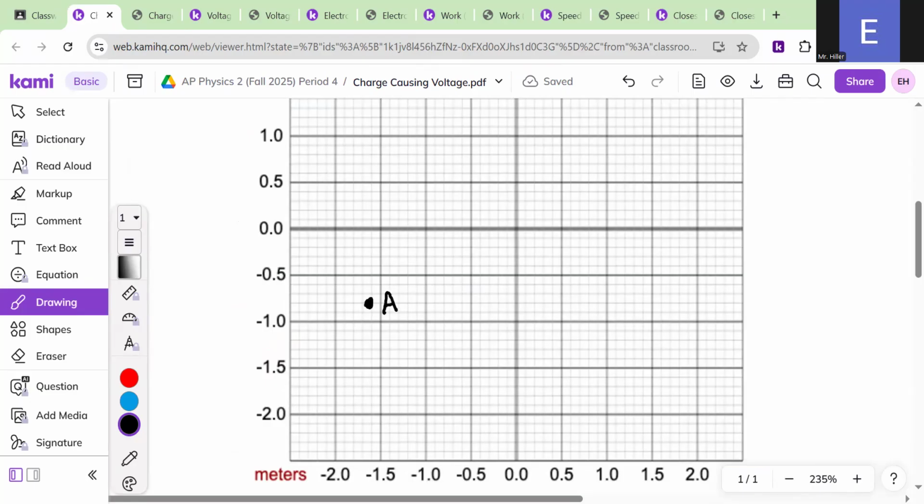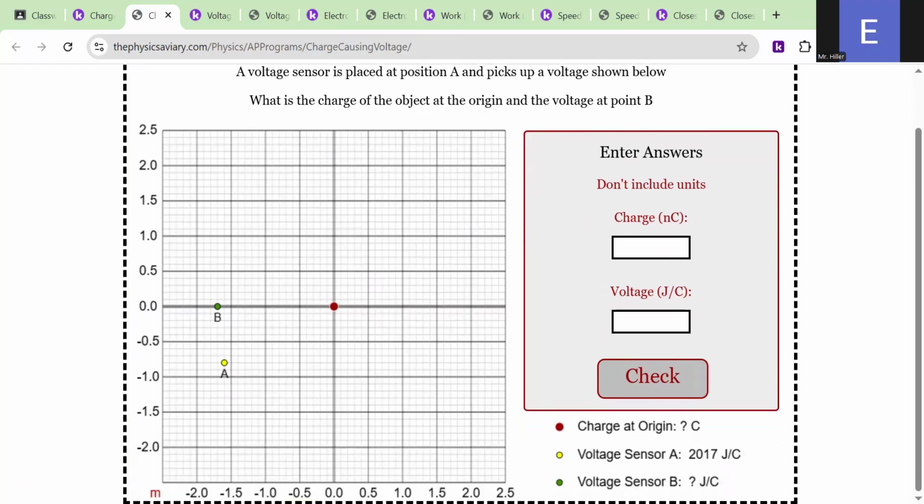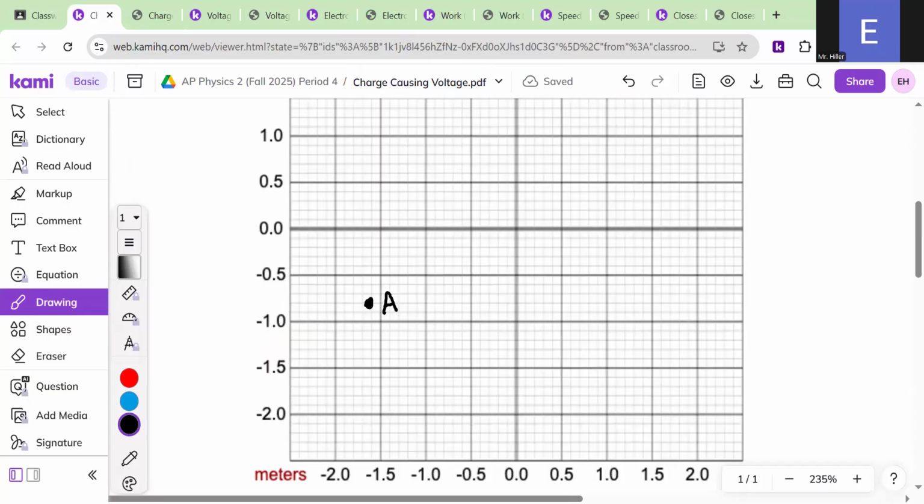There's my A. And my sensor B is located at 1.7 to the left of the origin. There's my B. Okay. And my charge is located here. I just don't know what the charge is.